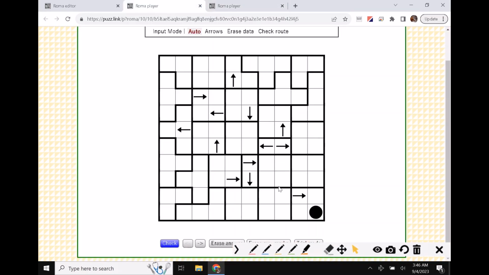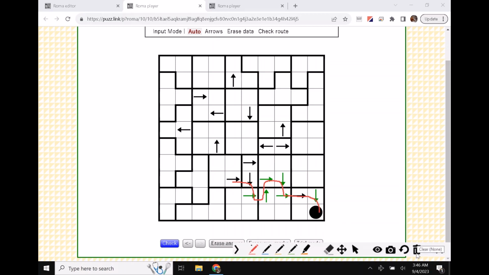If you haven't seen Roma before, it's a puzzle where you need to place an arrow in every cell with the goal that from any cell, if you follow the directions of the arrow, you'll eventually reach this black circle. So, for instance, I might place arrows like this, and now we have a path following the arrows from that cell to this circle.